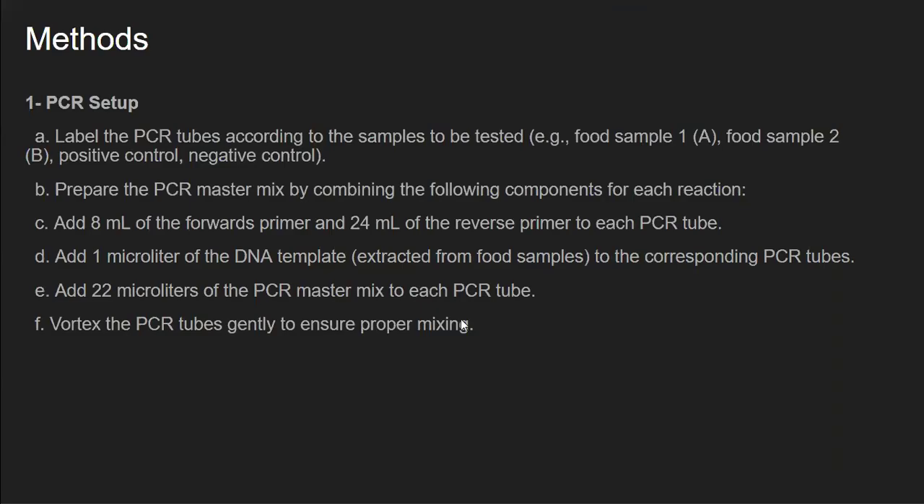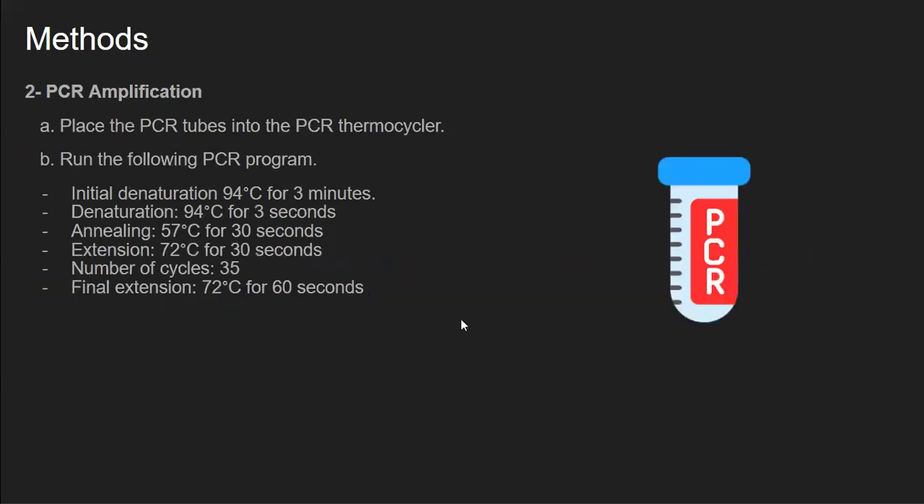Prepare the PCR master mix by combining the following components for each reaction. Add 8 milliliters of the forward primer and 24 milliliters of the reverse primer to each PCR tube. Add 1 microliter of DNA template extracted from food samples to the corresponding PCR tubes. Add 22 microliters of the PCR master mix to each PCR tube. Vortex the PCR tubes gently to ensure proper mixing.